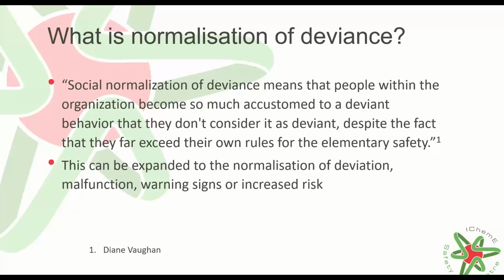So what is normalization of deviance then? I think Diane Vaughan summed it up best in her work. The social normalization of deviance means that people within the organization become so much accustomed to the deviant behavior that they don't consider it as deviant, despite the fact that they far exceeded their own rules for the elementary safety. So this is this idea that we start to drift in what we see.